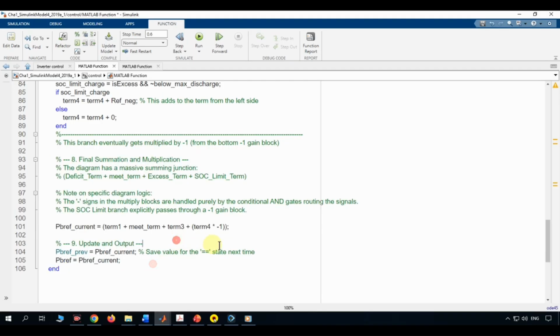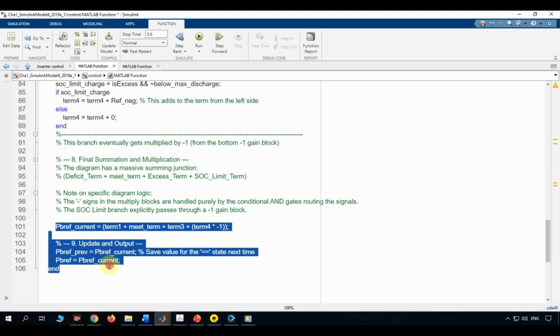in the block diagram. Because the four operating conditions are mutually exclusive, only one term is ever non-zero at any given instant. The rest are all zero, so this sum always resolves to exactly the right branch's value. The result gets saved as PB_ref_prev for next time, and output as PB_ref. That's the full energy management decision, made fresh every single time step.